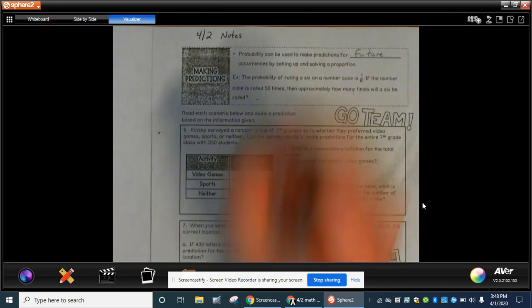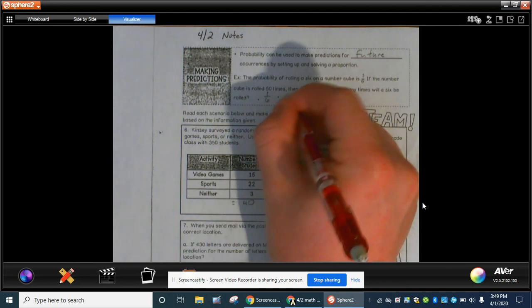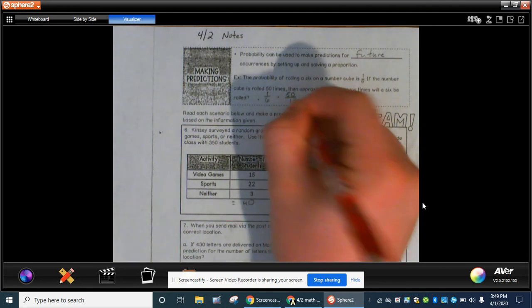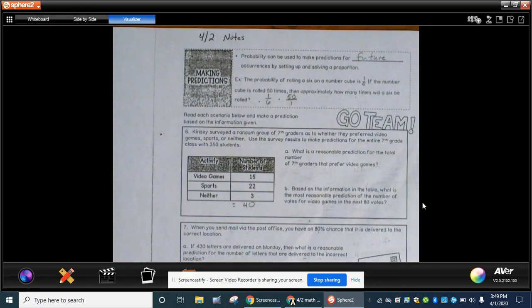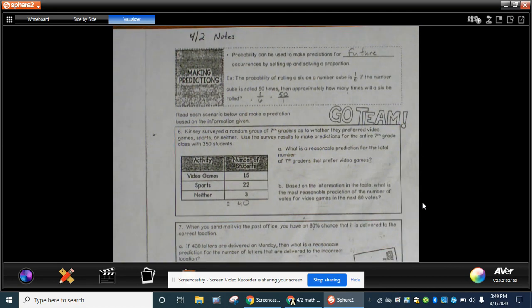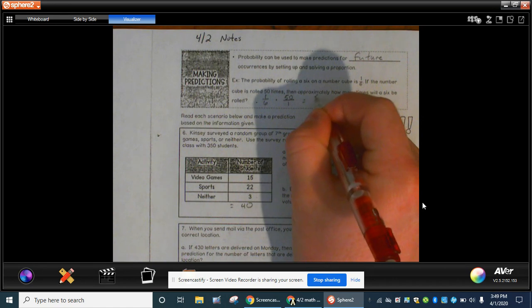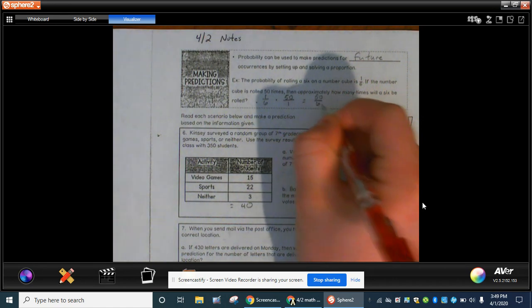So the probability is 1 out of 6. I'm going to be doing 50 trials, so I'm just going to multiply the probability by the number of trials we are going to create, which is 50. So we have two fractions: 1 out of 6 and 50 over 1. With multiplying fractions, we just multiply across. So 1 times 50 is 50, and 6 times 1 is 6.